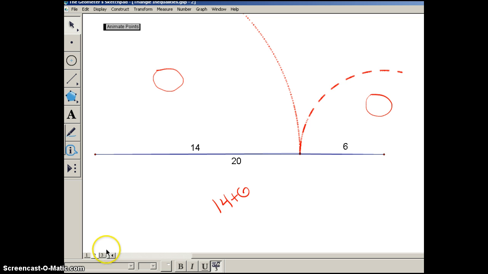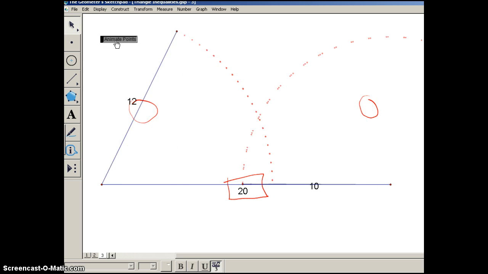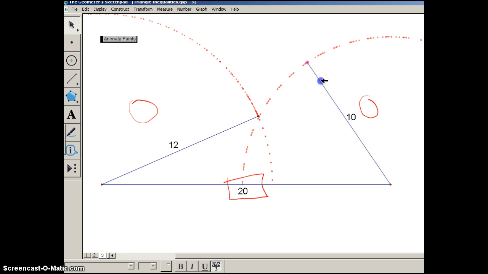So the bottom line is that the two shortest sides, in this case 12 and 10, have to have a sum that's greater than the largest side, 20. So here, if we animate these points, these sides could close, and if they were going to make a triangle, they would intersect right here and right here.